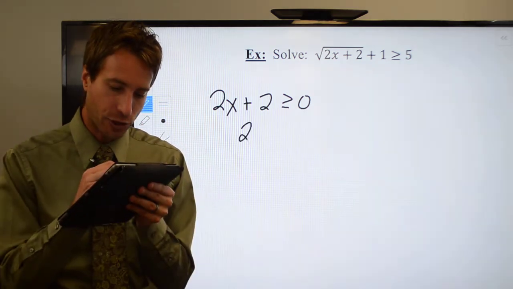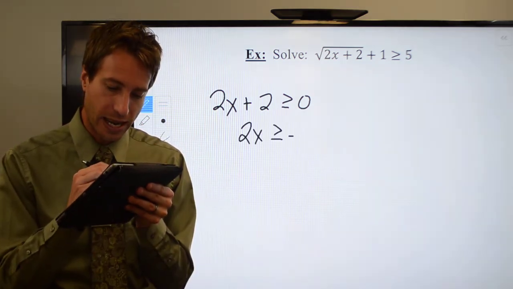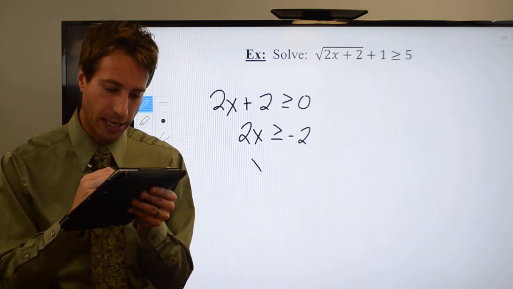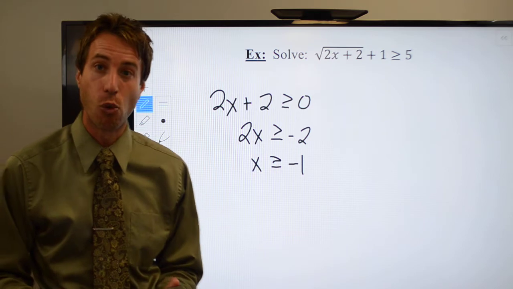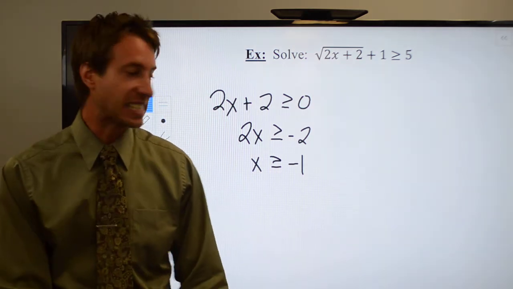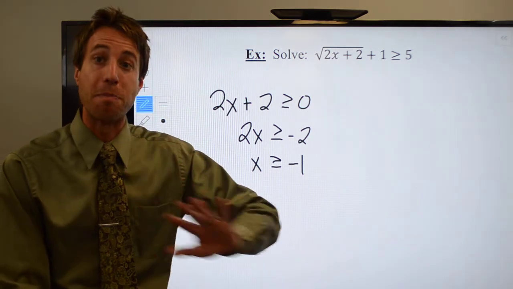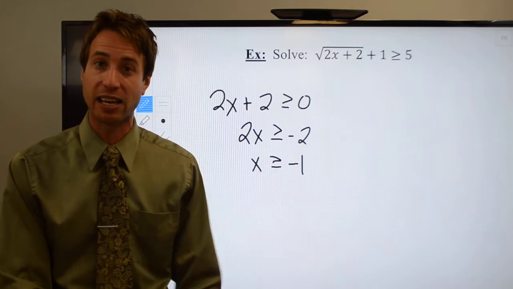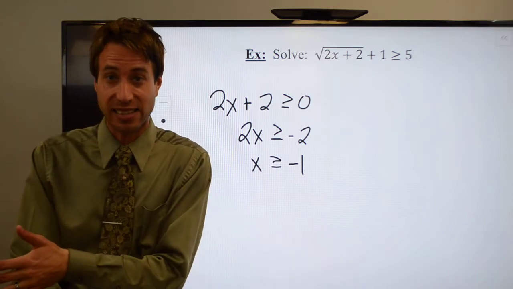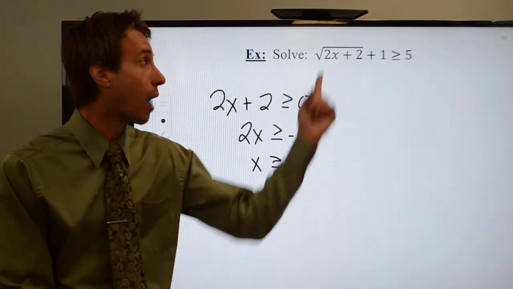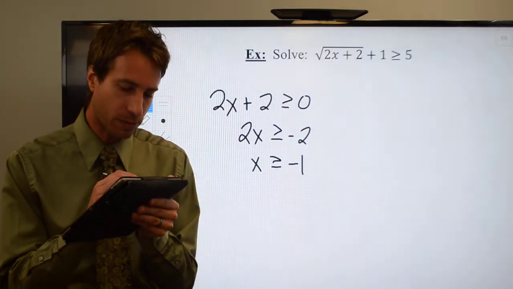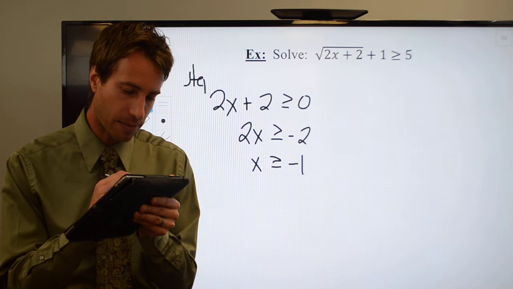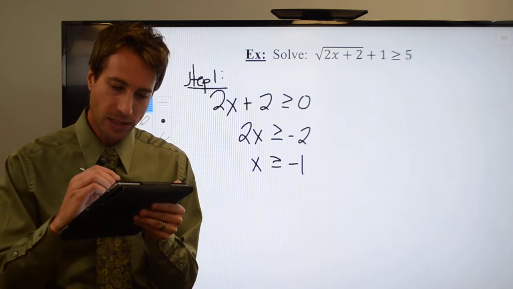So that means that I have 2x is greater than or equal to negative 2. Divide both sides by 2, and I get x is greater than or equal to negative 1. So what this tells me is I need values for x that are bigger than or equal to negative 1. If it were less than negative 1, I would wind up with an imaginary number, and I don't want those. Oh, sorry, I forgot to write it. This is step number 1. Step number 2.